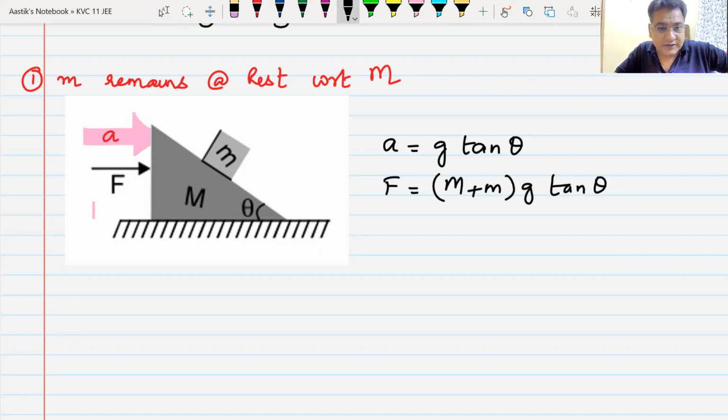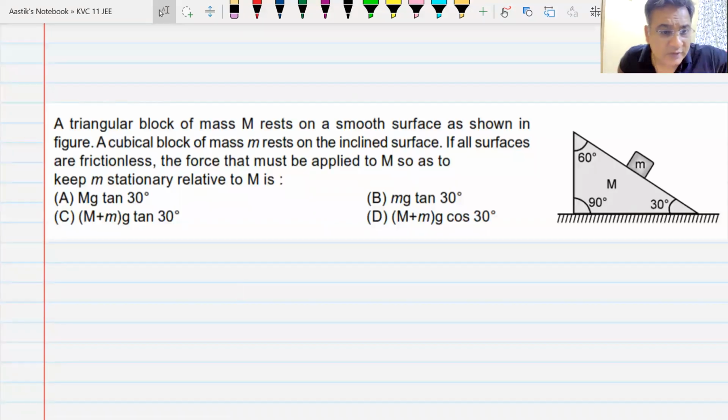So then you can see a question here, a very simple question based on the concept. You don't have to calculate anything. You just have to tell me the answer for this one. A triangular block of mass capital M rests on a smooth surface. In the figure, a cubical block of mass m is kept on the inclined surface. All the surfaces are frictionless. What force must be applied to capital M so that small m remains stationary relative to the bigger block?